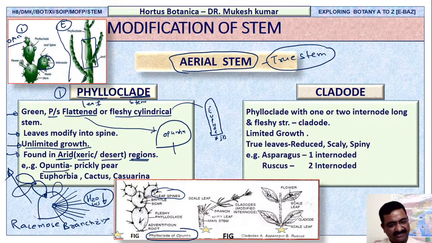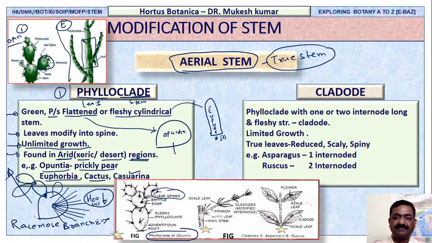Example is, yes, first is Opuntia, commonly known as the prickly pear. Second one is the Euphorbia. As we find, Euphorbia is the cylindrical structure, but in the case of Opuntia, it is the flattened structure. Another example we have is also cactus and casuarina.